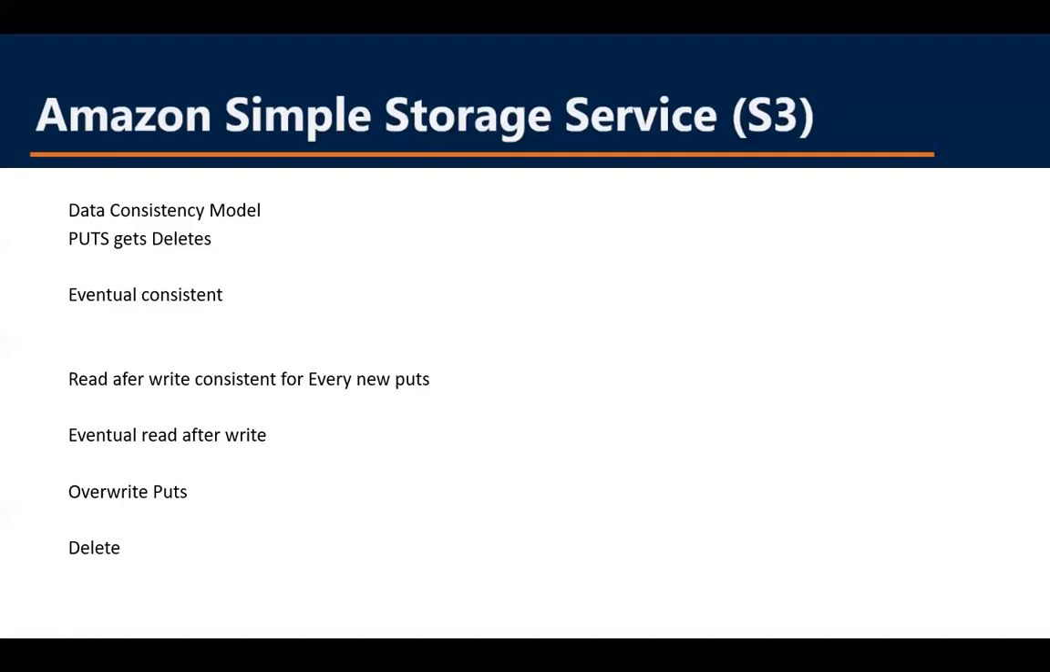There may be lots of questions related to this topic, the data consistency model, but always remember, for every new put, there will always be read after write consistency. But for the rest of the things, whether it's a head or get, we will have eventual consistency. Even for overwrite puts, meaning updating the content, and for delete also, there will be eventual consistency. So there will be some time lag in seeing the updates in our output from the S3 bucket.